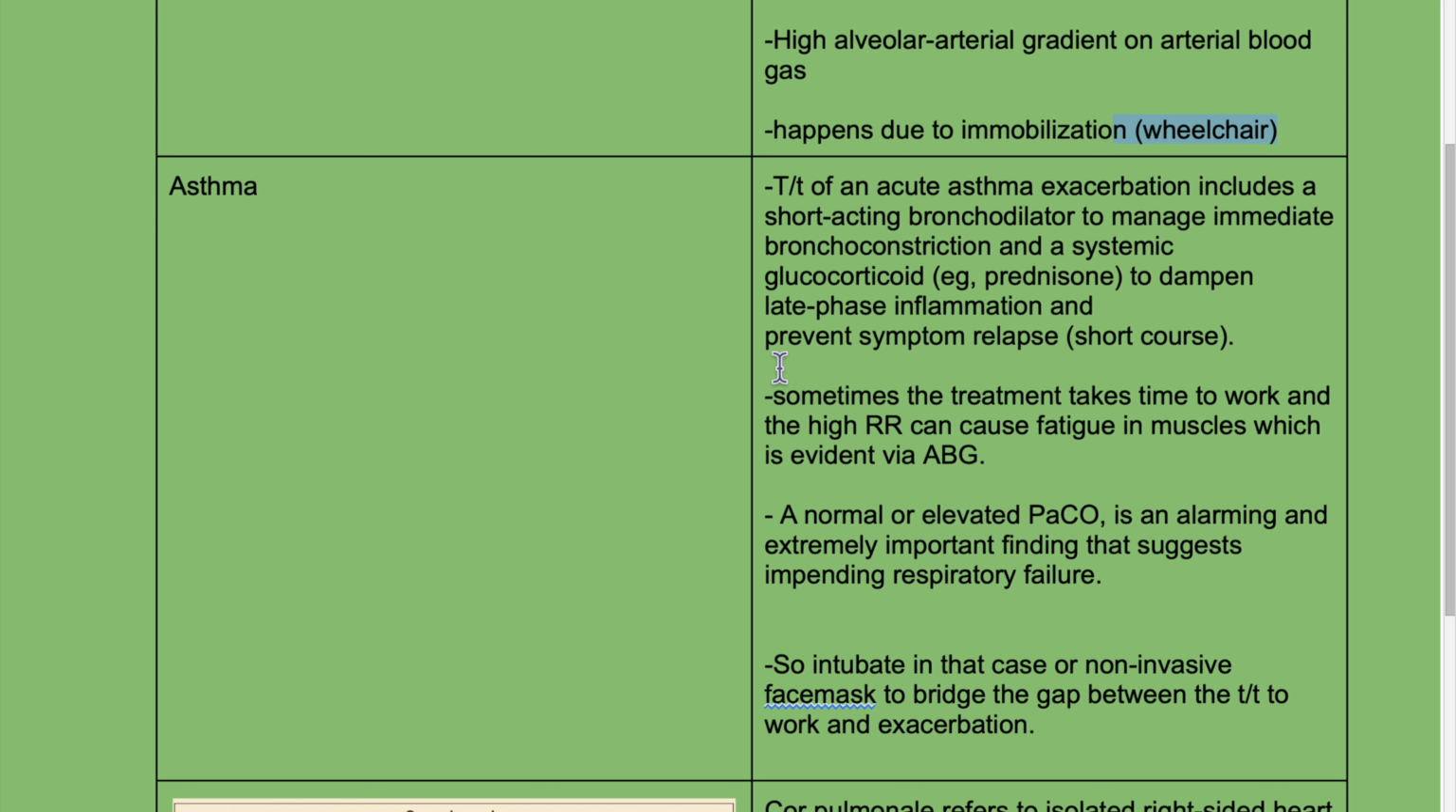Okay, we talked about this. A normal or elevated PaCO2 is an alarming and extremely important finding that suggests impending respiratory failure. Okay, so what do we do in this case? Intubate in that case, or non invasive face mask to bridge the gap between the treatment, which is short acting bronchodilator and glucocorticoid, to work and exacerbation.